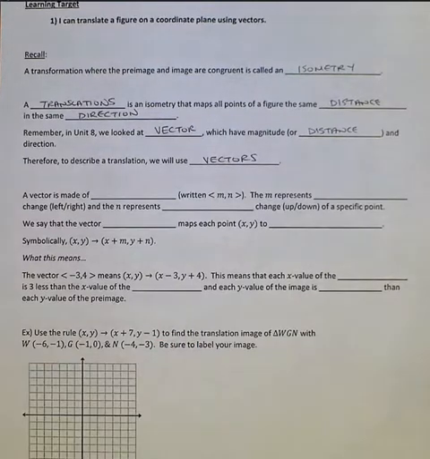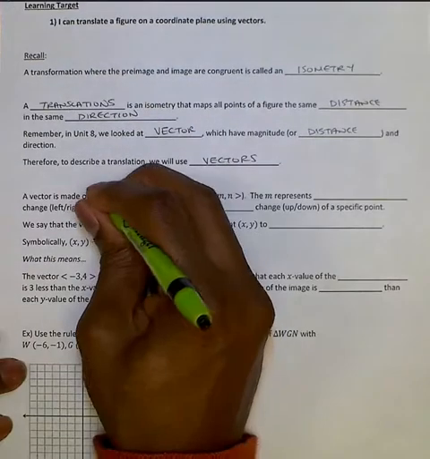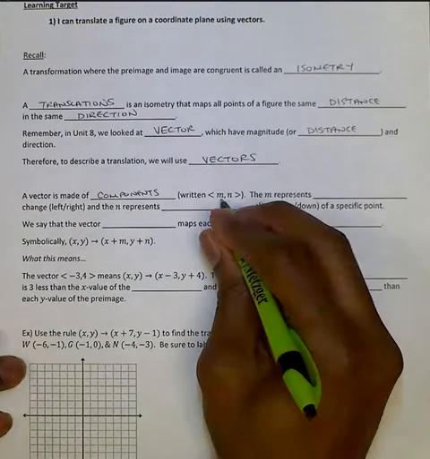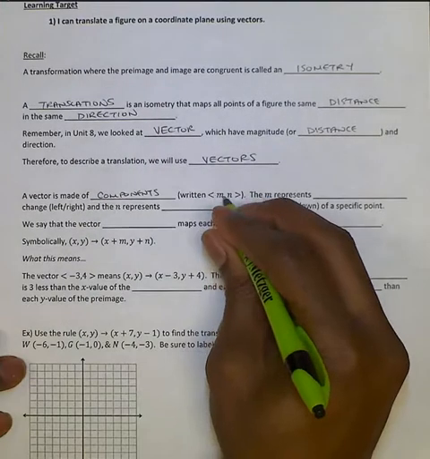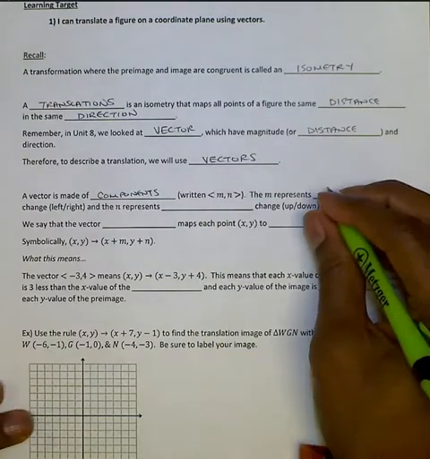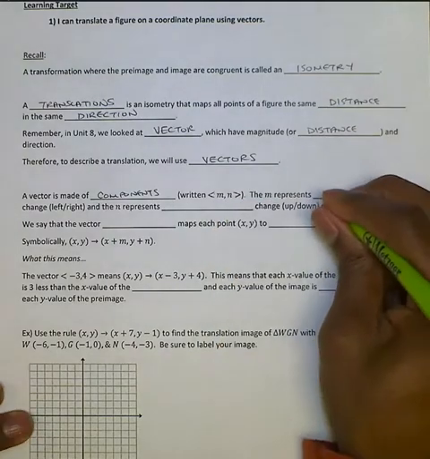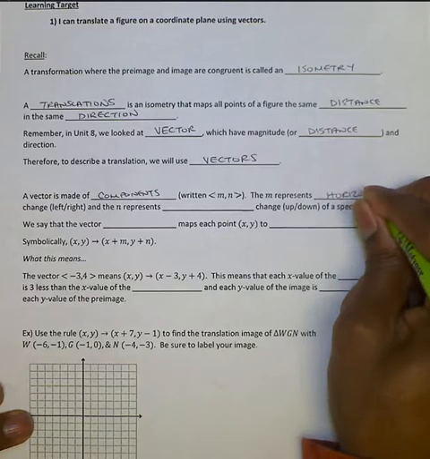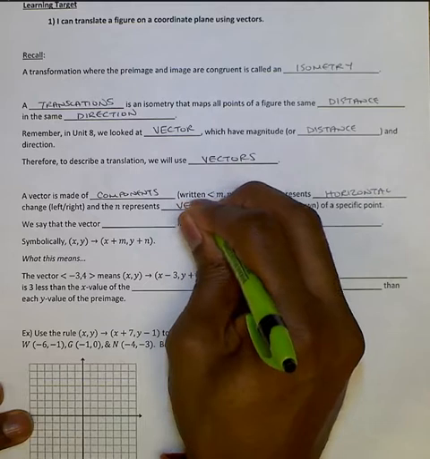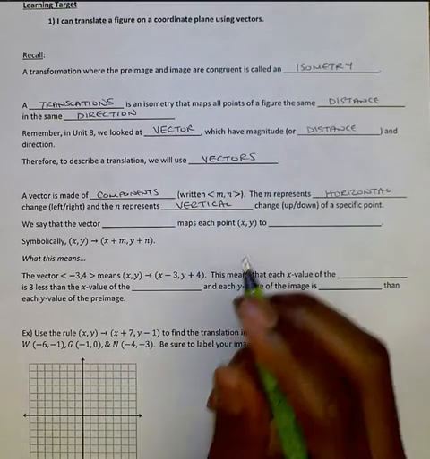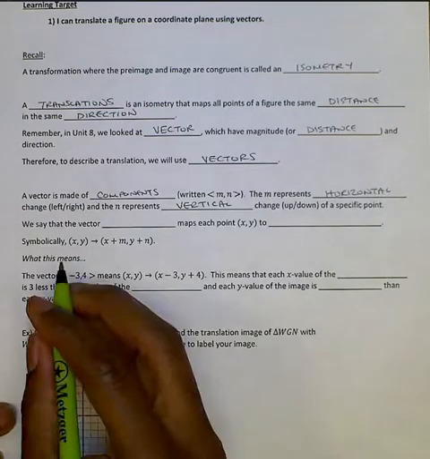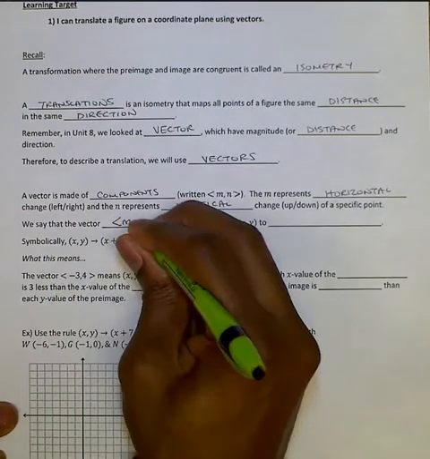Okay, a vector is made up of components. Okay, written as, you can see these kind of arrow brackets, ⟨m, n⟩. Okay, the m represents the horizontal change, so that's left and right. The n represents the vertical change. Okay, that's up and down on a specific point. So we say vector ⟨m, n⟩, and so when we talk about vectors, we use those arrows.